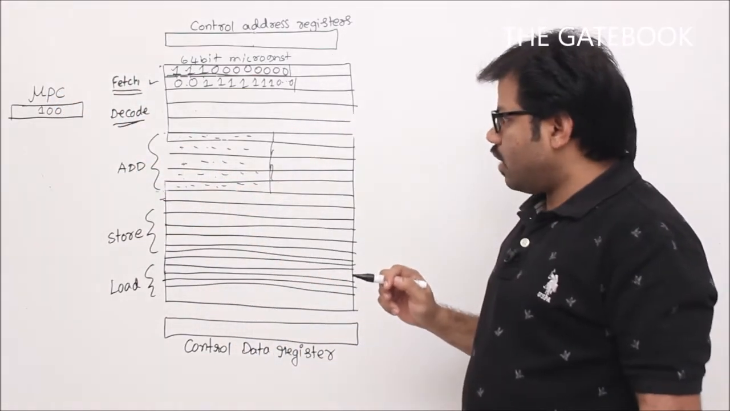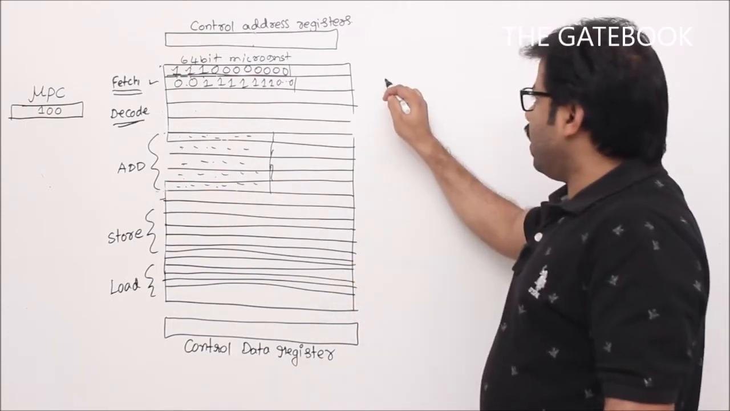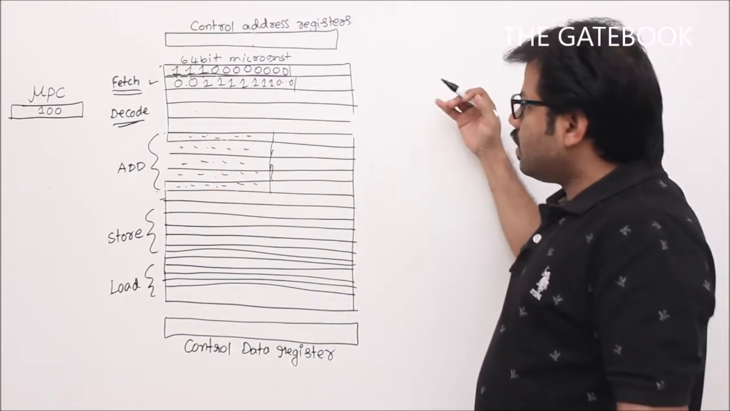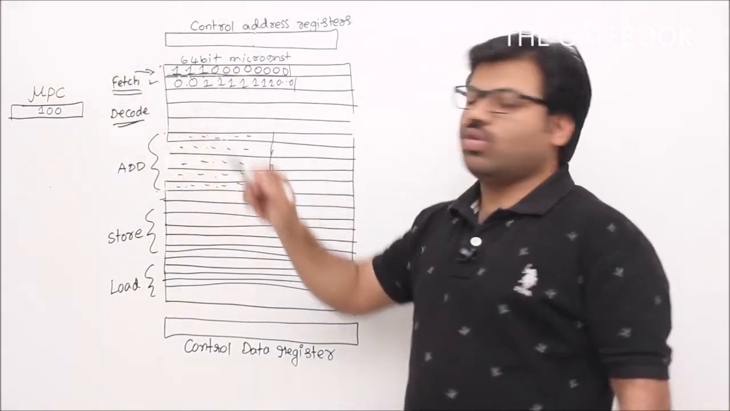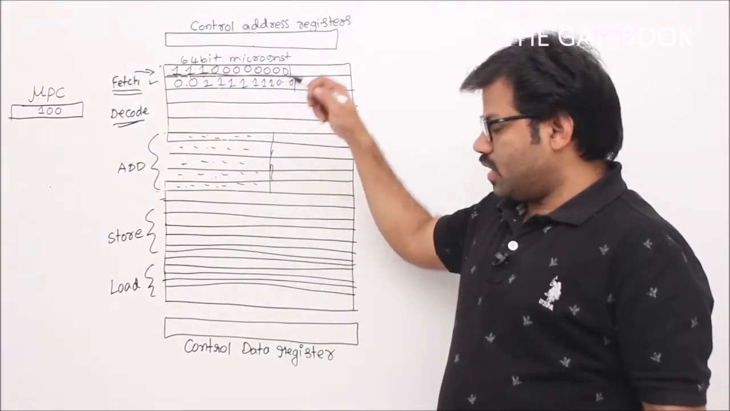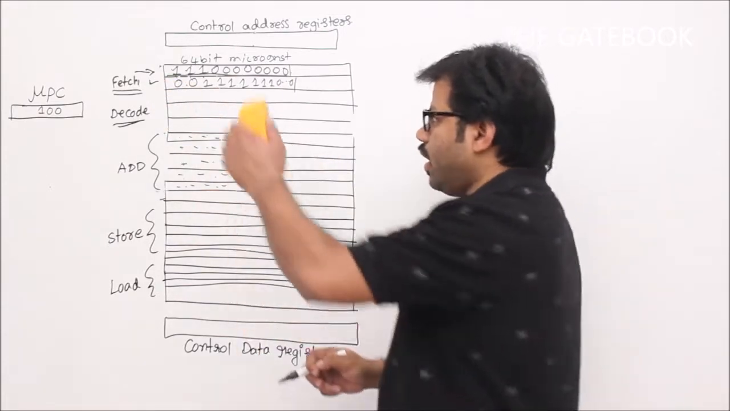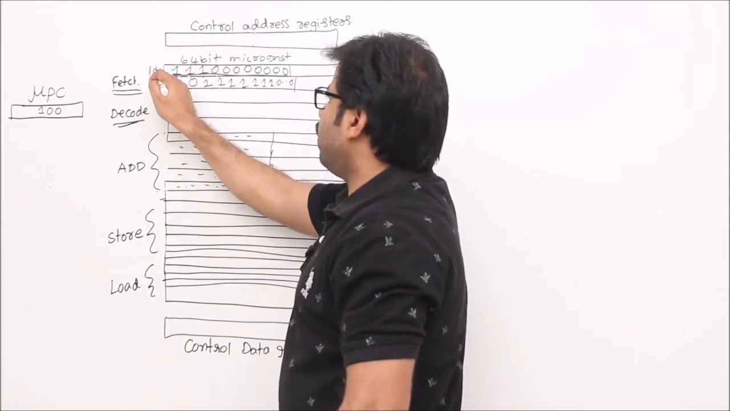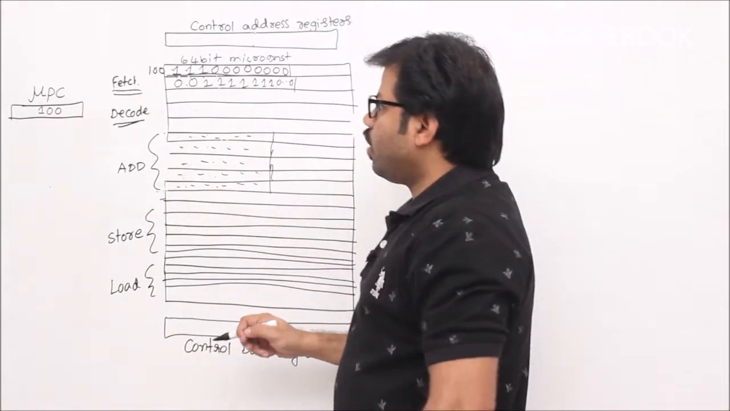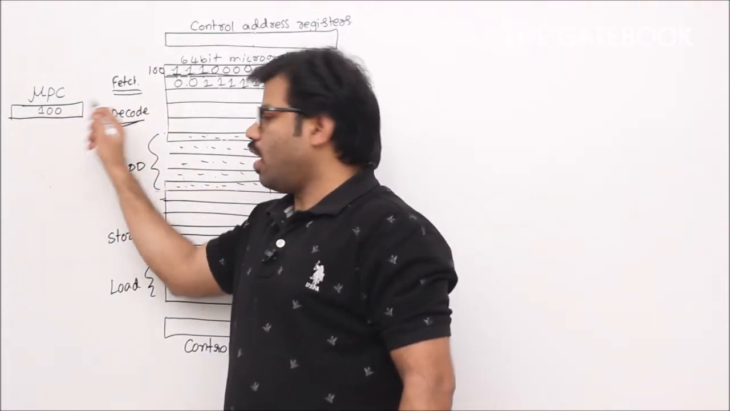First of all, you should understand one thing. Whenever you have an instruction, the instruction execution should start with fetch, right? That's why automatically control should go to the starting address of the fetch routine, correct? Assume that, let's say, fetch is located in this memory at 100. Then initially your micro program counter should show 100.